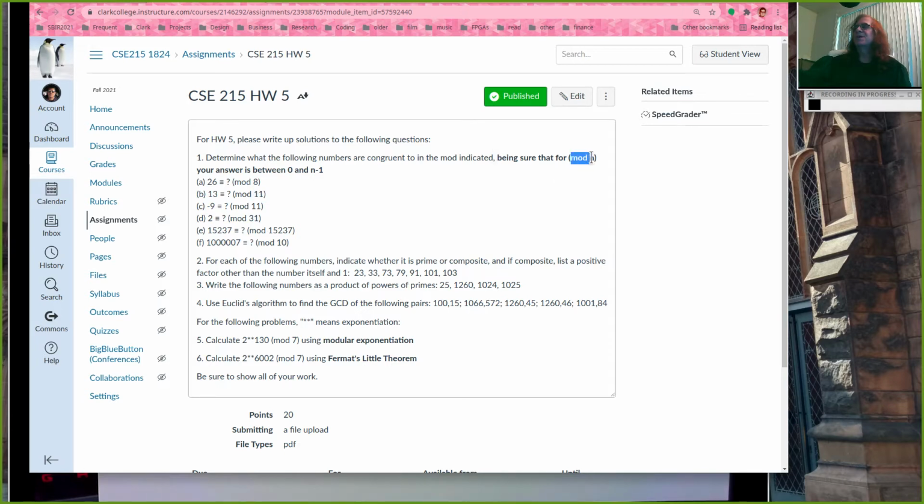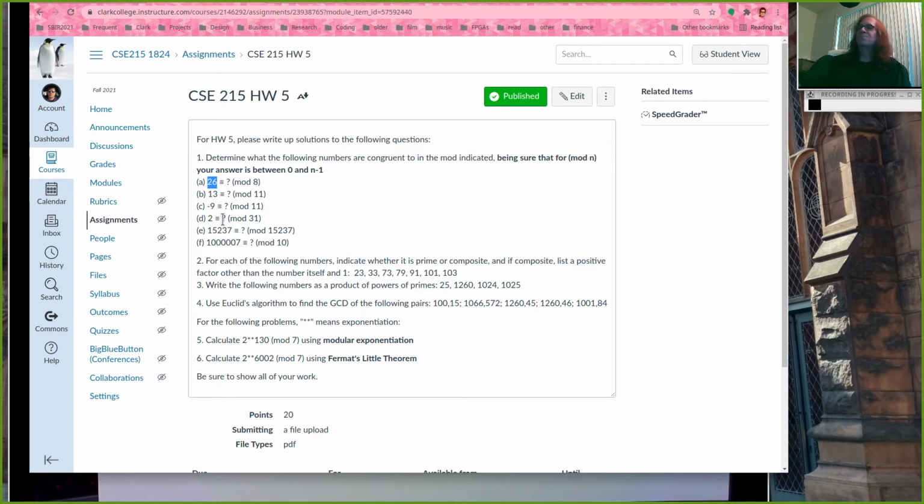If you're working mod n, make sure your answer is between 0 and n minus 1. Because technically, I could write 26 as the answer, and that would be correct. 26 is congruent to 26. That's not the answer I'm looking for. So I want to know what it's congruent to, what the number is between 0 and the moduli minus 1.